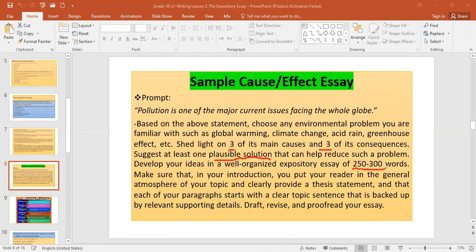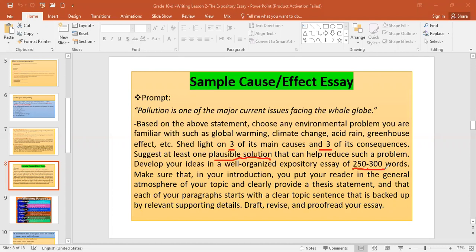Develop your ideas in a well-organized expository essay of 250 to 300 words. Make sure that in your introduction you put your reader in the general atmosphere of your topic and clearly provide a thesis statement, and that each of your paragraphs starts with a clear topic sentence that is backed up by relevant supporting details. Draft, revise, and proofread your essay.